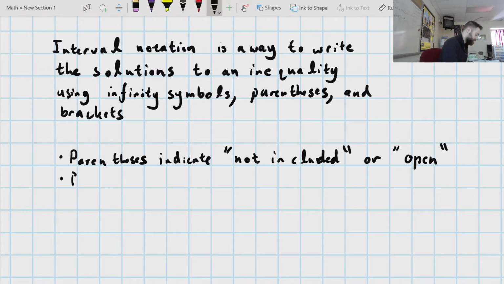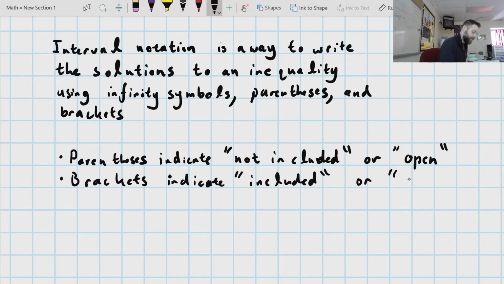And then brackets indicate that a number is included, or that the set, the interval notation, the interval is closed. Okay, so the set is closed. So I would definitely write these things down.